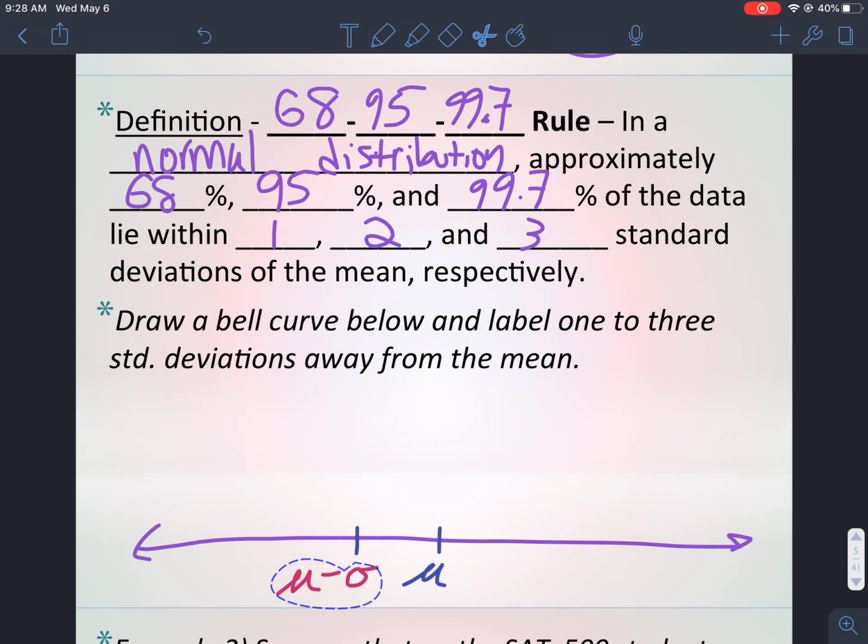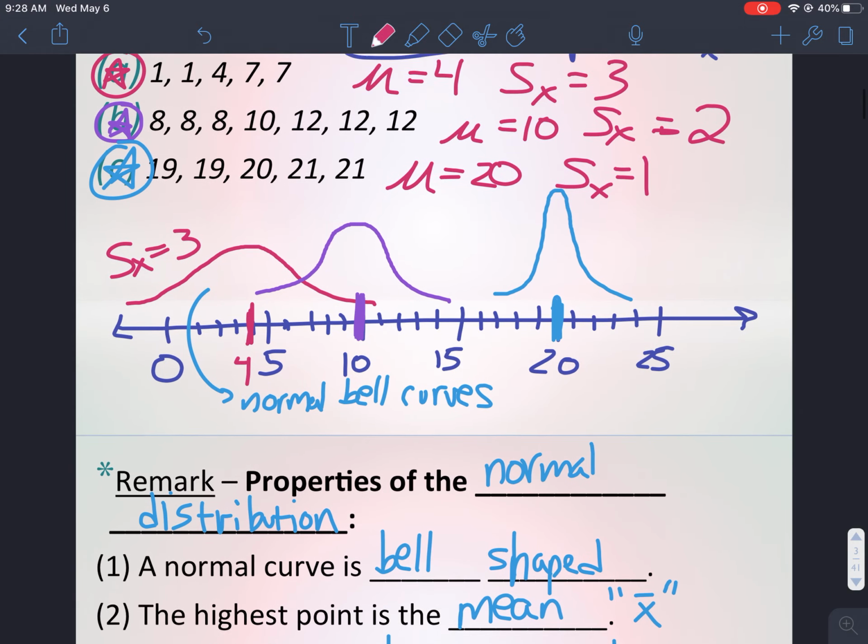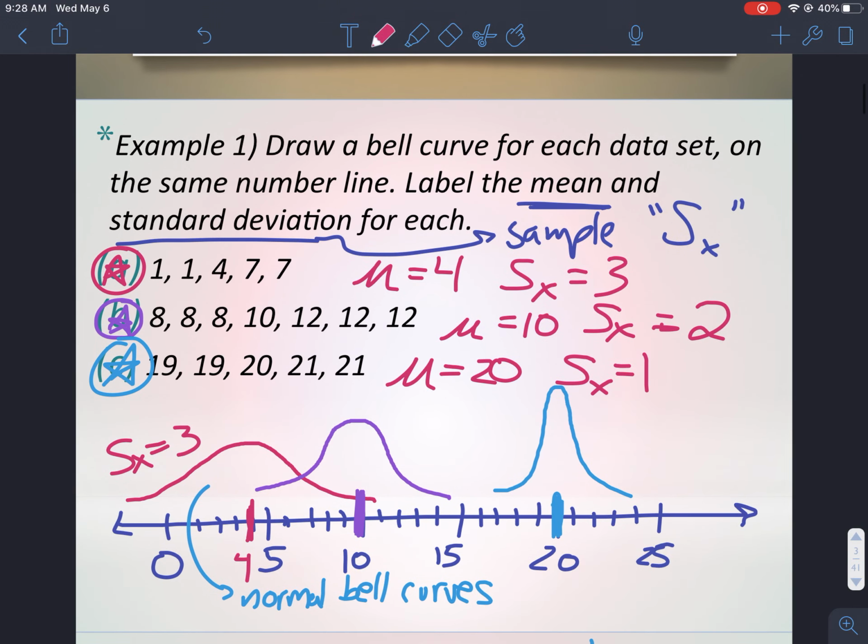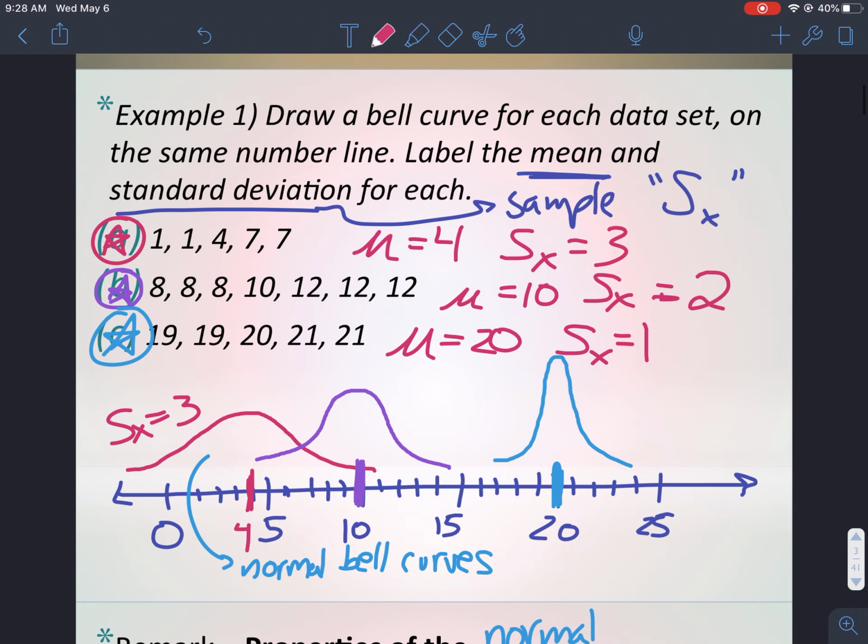Let's make this a different color. I can also add 1 standard deviation up. Think about what that means. Let's go back up to the original example here. Let's say we're talking about the first data set. If the mean is 4 and the standard deviation is 3, that means if I add 3 and I subtract 3, right in between there would be 68% of the values.